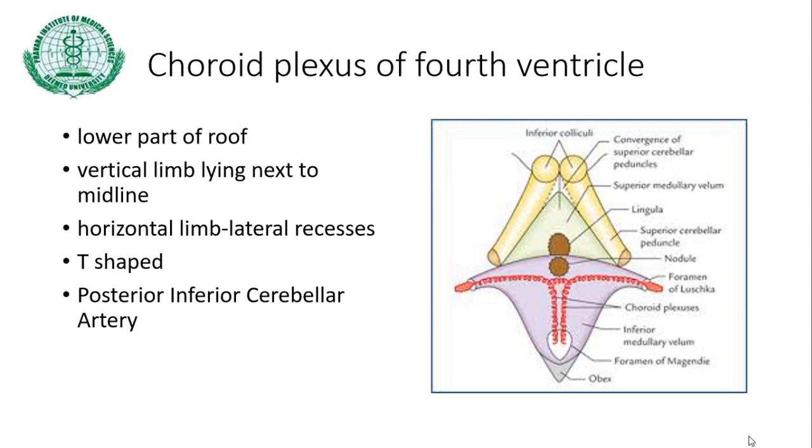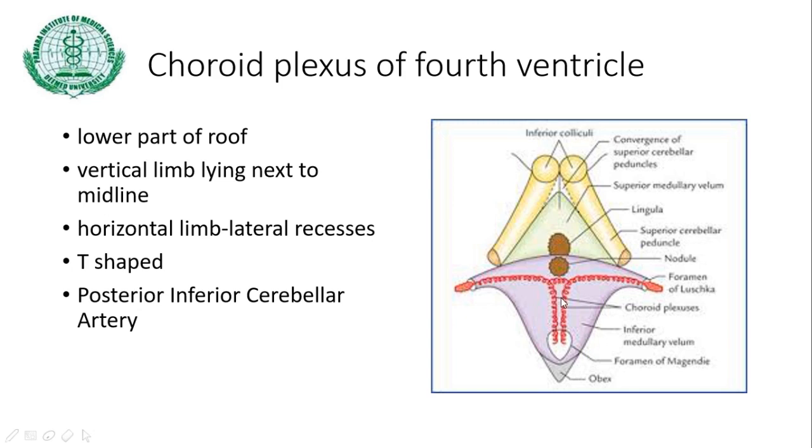The choroid plexus of the fourth ventricle projects into the lower part of the roof of the ventricle. Each choroid plexus has a vertical limb and a horizontal limb. The vertical limb lies next to the midline, while the horizontal limb extends into the lateral recesses.